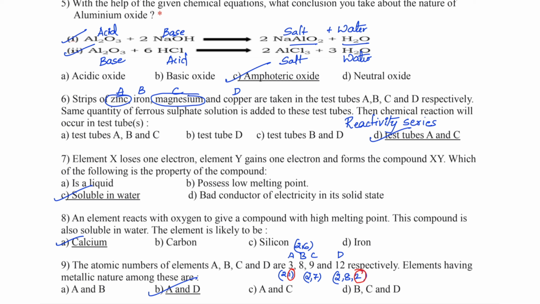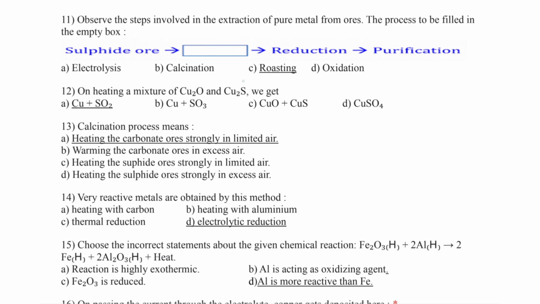If you look into the elements B and C, you can see that in the outermost shell they have 6 and 7 electrons, where losing of electrons will be difficult for them as they have less metallic character.